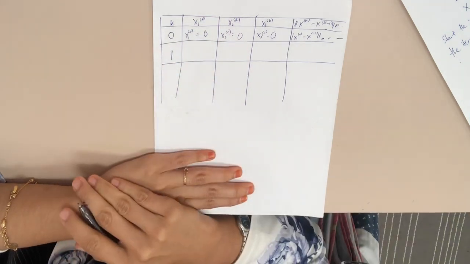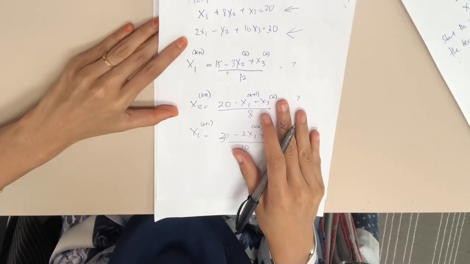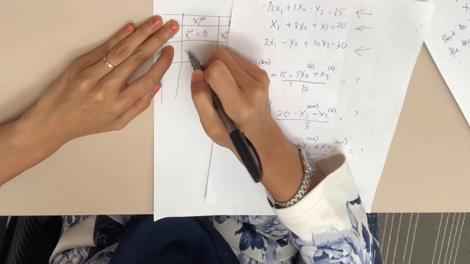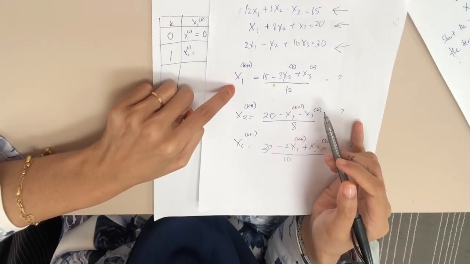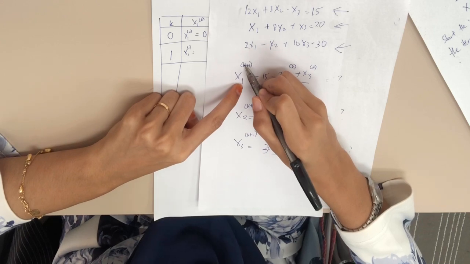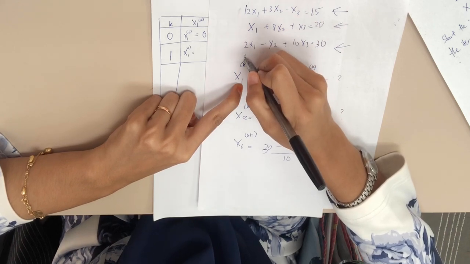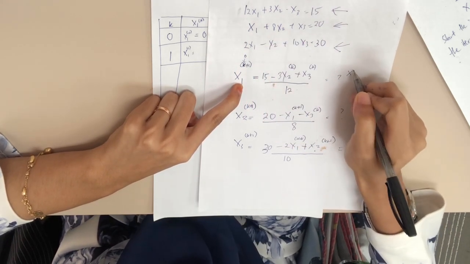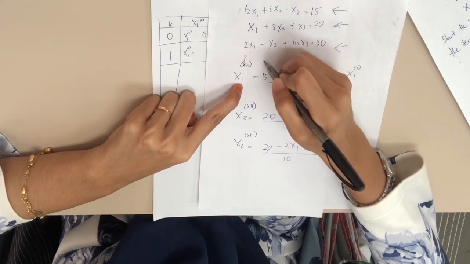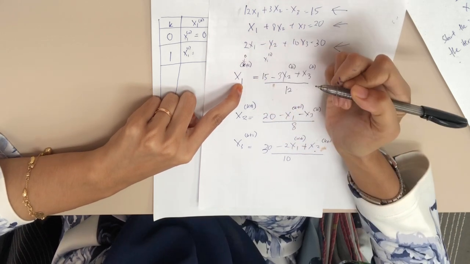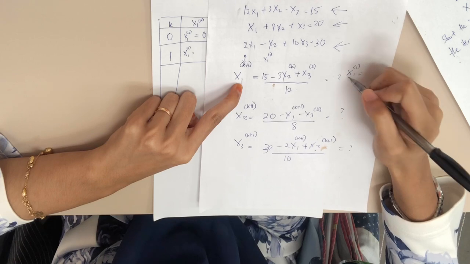The iteration will be 1. Your k will be 1. So now here is the calculation. When k is 1, it means you want to calculate x11. By using this equation, what we need to do is replace this k with 0. Why? Because we want to calculate x11. If you replace this k with 1, it will become x12. Right? So that's why we replace with 0 first here, so you will get x11.